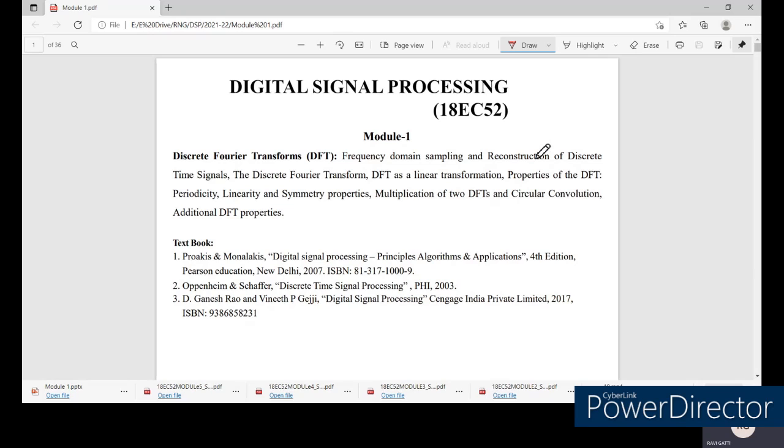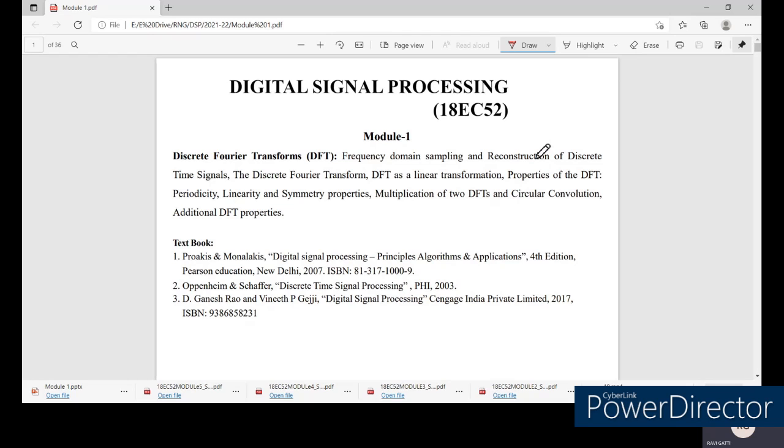After that, we are going to see some of the properties of the discrete Fourier transformation. For example, we will be learning about periodicity, linearity property, symmetry property, multiplication of two DFTs, linear convolution and circular convolution. All those details you are going to study in this Module 1.